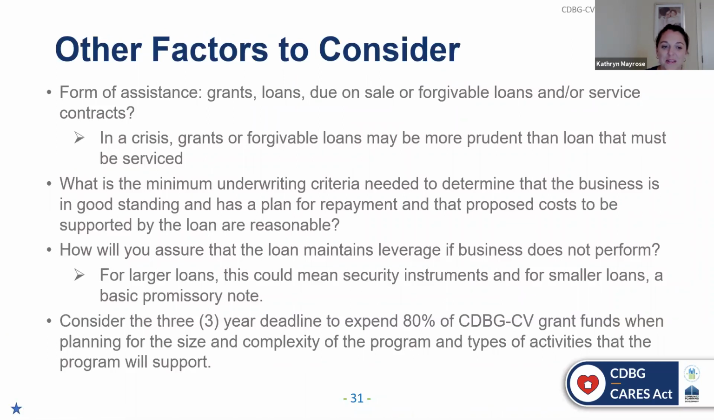So, there are different security instruments that you can use and collateral just to make sure that the investment is protected. And then lastly, you're going to want to consider that there is a 3-year deadline to expend 80% of your CDBG-CV funds. So you're going to want to incorporate that timeline into your planning process.